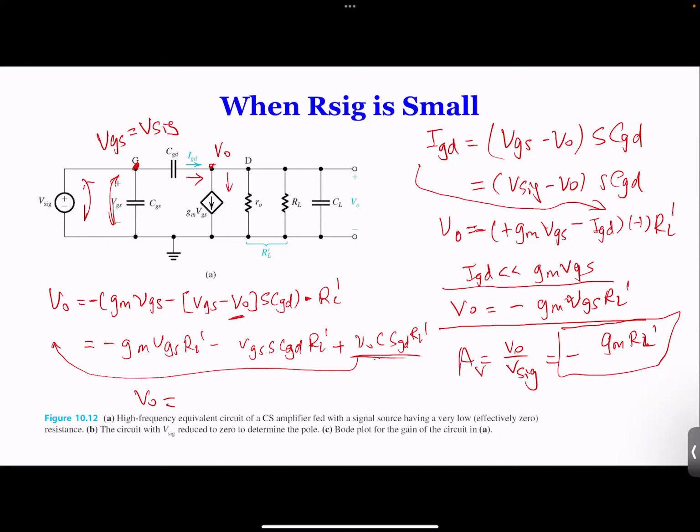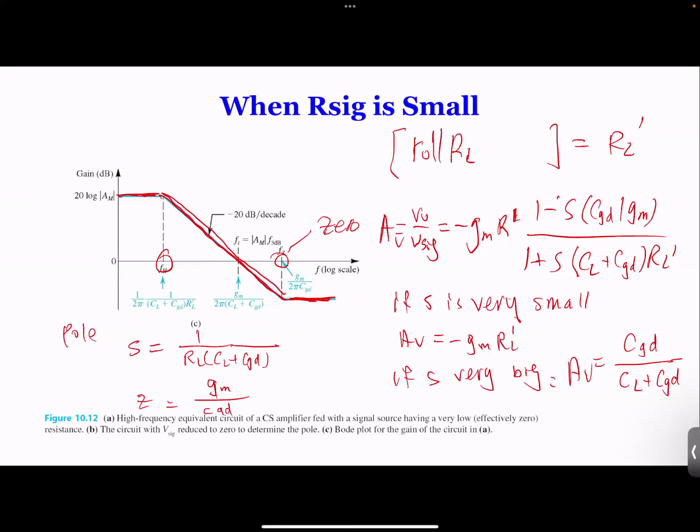And then we get our high frequency gain, which has something very interesting: besides the pole, which is below the equation here. This is the pole. The pole is omega equal to 1 over (CL plus Cgd) times RL'. That's your pole. But you also get a 0. The 0 is on top, in the numerator. So you get a pole and you get a 0. And for the pole, which is here, that's fH, which is again your cutoff frequency.